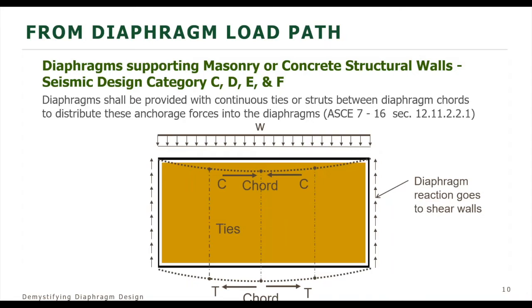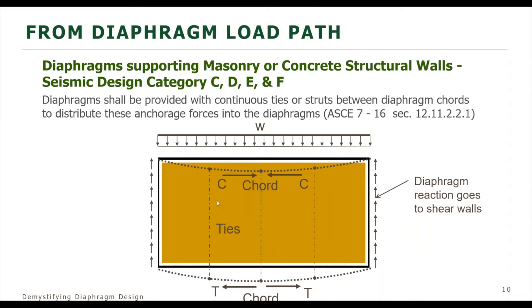Now, if we had a plan view of that, we would see a uniform load that is applied to this beam, which is a diaphragm, and the chords resist the bending of the loads, and then the diaphragm, which is the wood structural panel and the framing, resists the shear loads that are applied to the diaphragm. And those loads are resisted or transferred to the shear walls and resisted by the shear walls on each side.